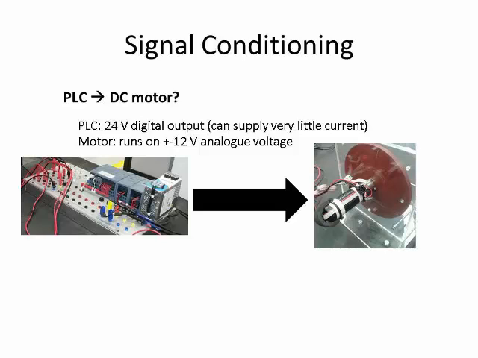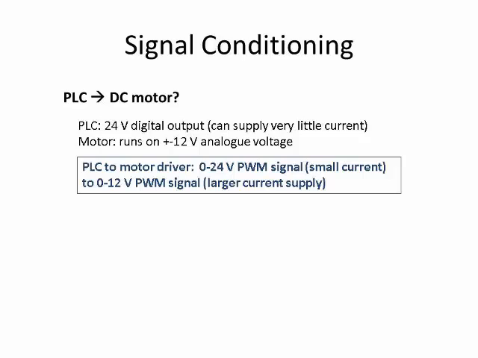The DC motor runs on a plus-minus 12 volt analog voltage. Analog meaning the input signal can be varied between the plus-minus 12 volt range. How do we make the connection? We require a motor driver, which must be connected to the lab bench power supply.